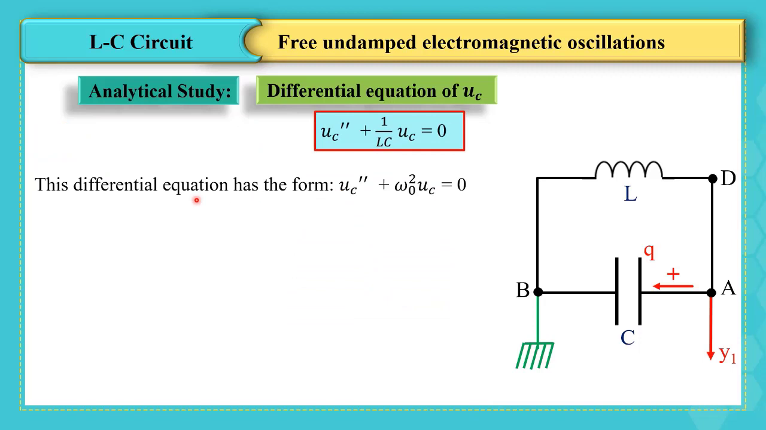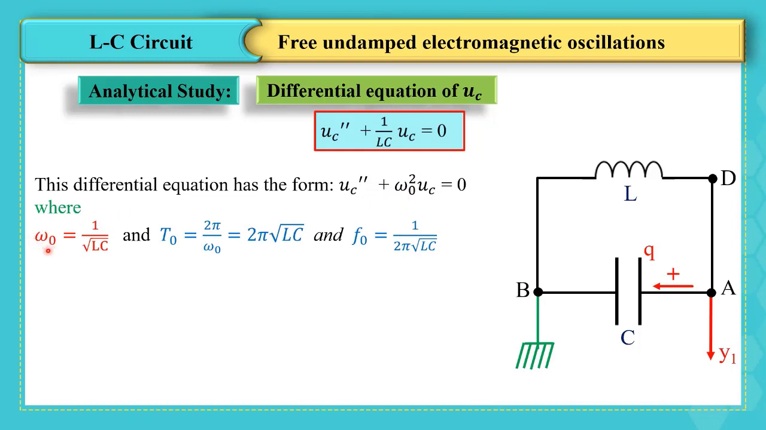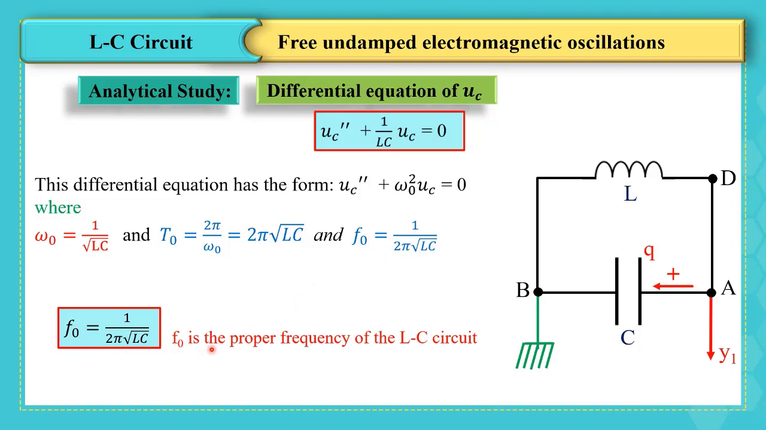Since this differential equation has the form of UC double prime plus omega 0 squared UC equals 0, we can say that omega 0 equals 1 over radical LC, and since T0 equals 2 pi over omega 0, T0 will be equal to 2 pi radical LC, and F0 will be equal to 1 over 2 pi radical LC. F0 is the proper frequency of the LC circuit.